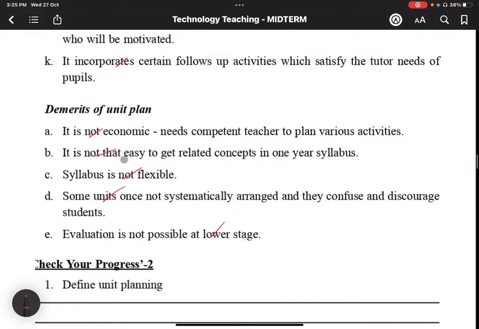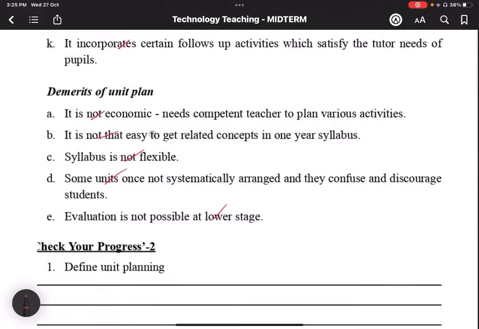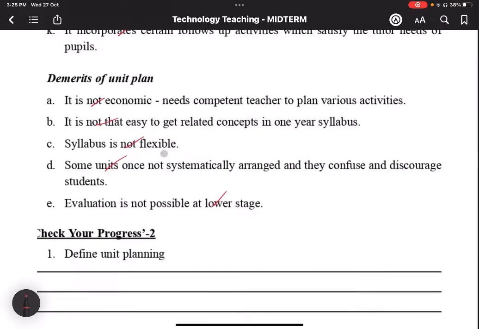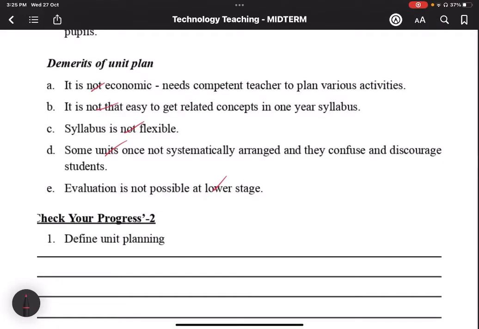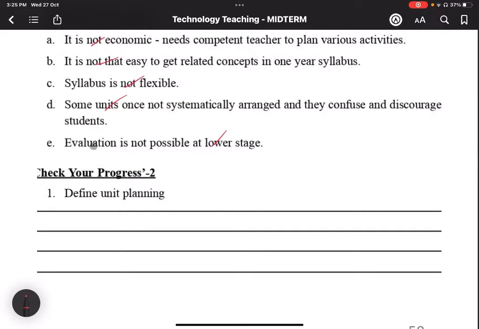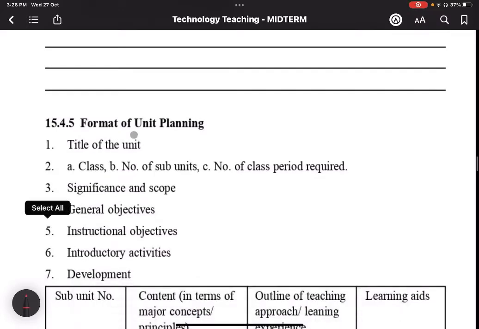It is not that easy to get related concepts for 1 year syllabus. Yan, mahirap. Syllabus is not flexible. Some units once not systematically arranged and they confuse and discourage students. Next, evaluation is not possible at lower stage. So this is our format, okay, format of unit planning.